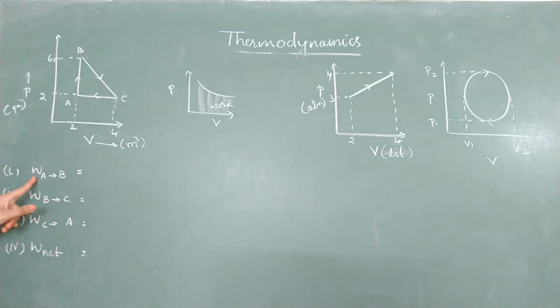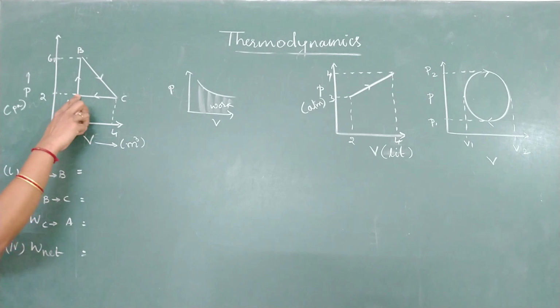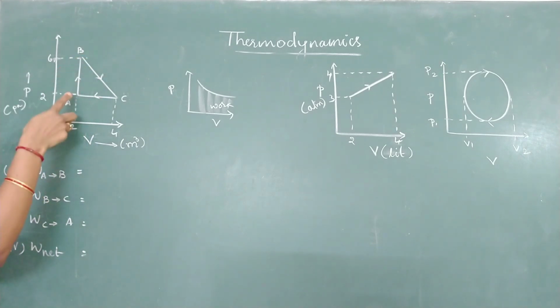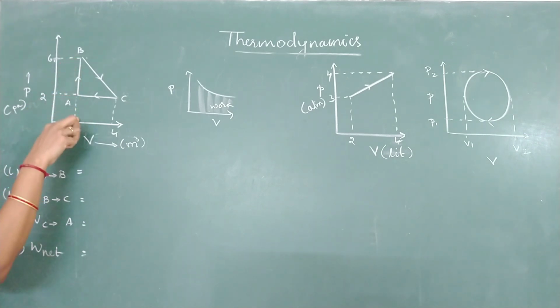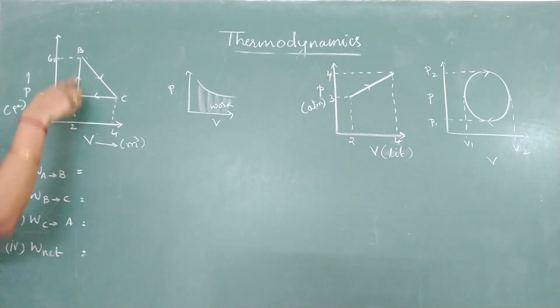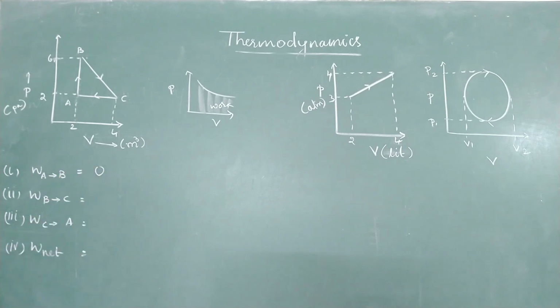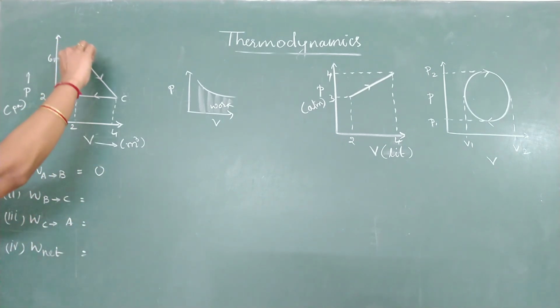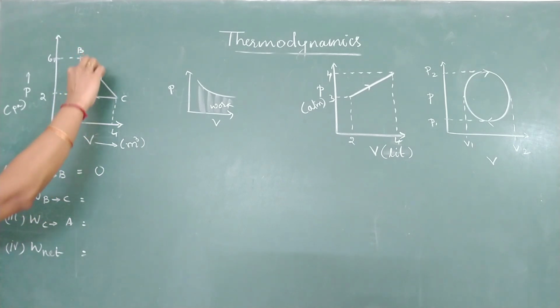Now start with the first part: work done in the process from A to B. So this is A and this is B. It's a straight line parallel to the pressure axis. There is no change in volume, so no area is enclosed. So what is the work done in this process from A to B? We don't have any area enclosed below the line, so no work is done. Now come to B to C. B to C. This is the area enclosed.